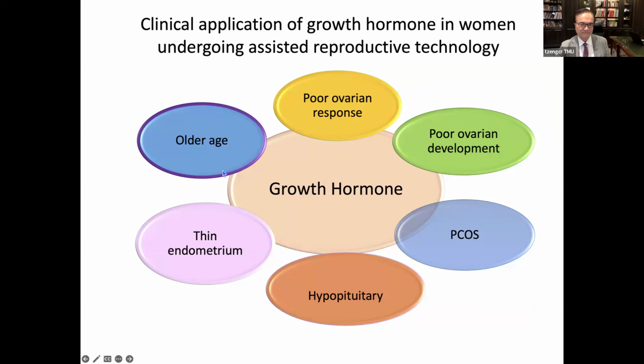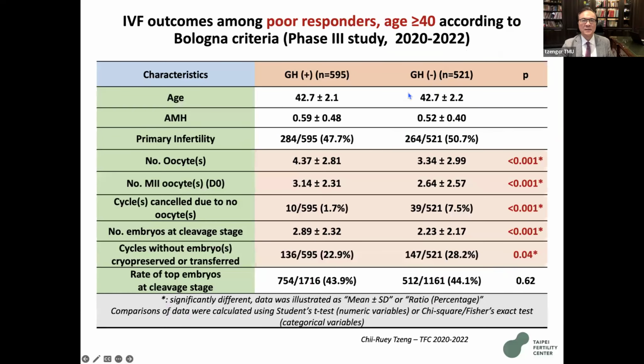So how about old age, over 40? We conducted phase 3 studies from 2022 for 2 years. In each arm we recruited around 500 patients. Left-hand side with GH, right-hand side without. Again, you can see the improvement in number of oocytes and M2 oocytes, and the cancellation rate decreased. You can see here only 1.7, without increased cancellation rate. The number of embryos at cleavage stage is also much better here. And the cycles without a cryo are also much fewer.